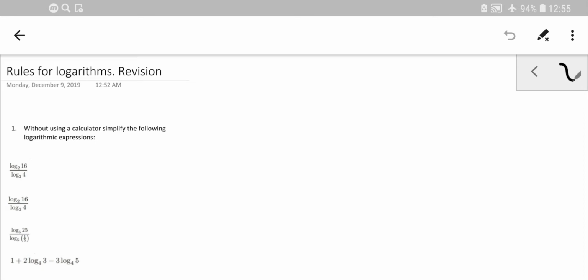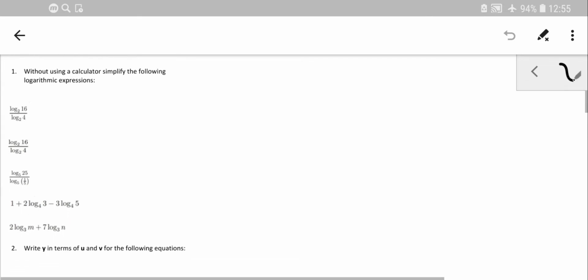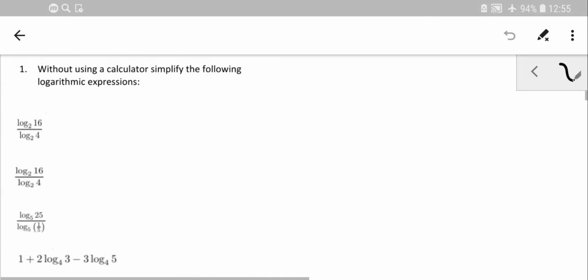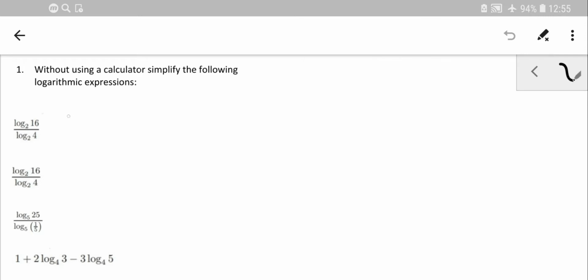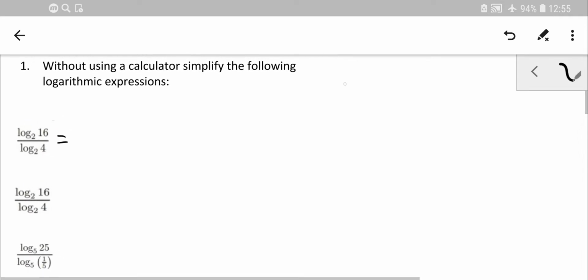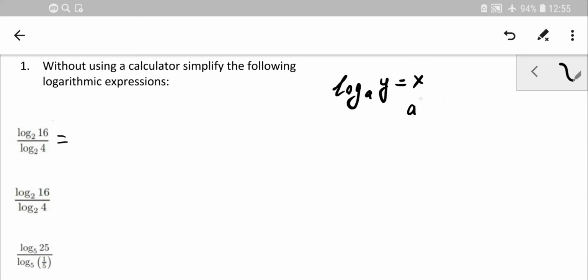Without using a calculator, simplify the following logarithmic expressions. And we have the first one. So I'm zooming in, and we're going to write that as. All right, so guys, just remember log with the base a of some y is equal to x, you can always translate into exponent form. That's actually what you're supposed to do. I'll be using that, and that's why for each one I simply try to show what it equals.